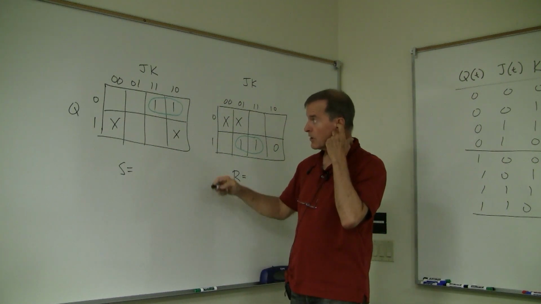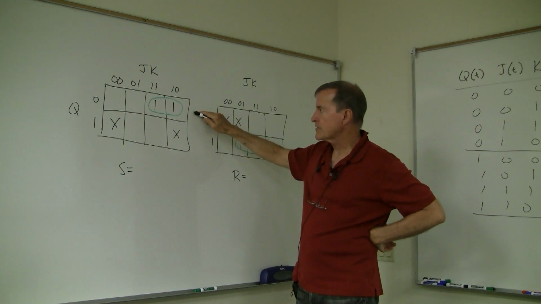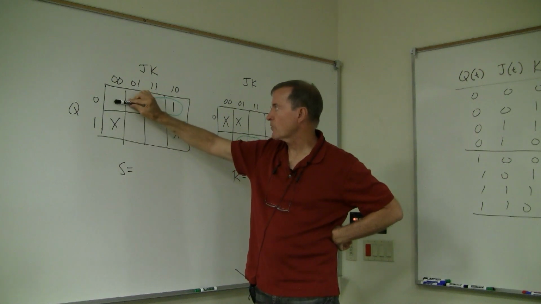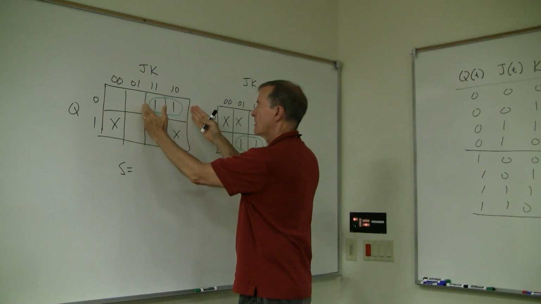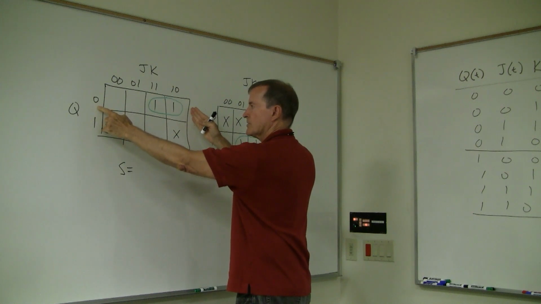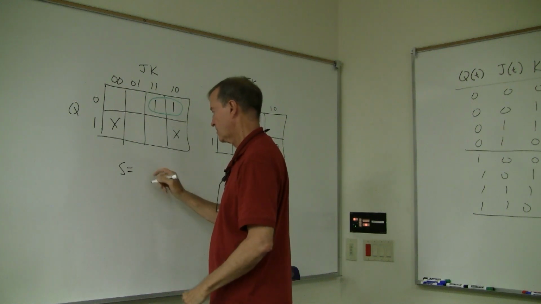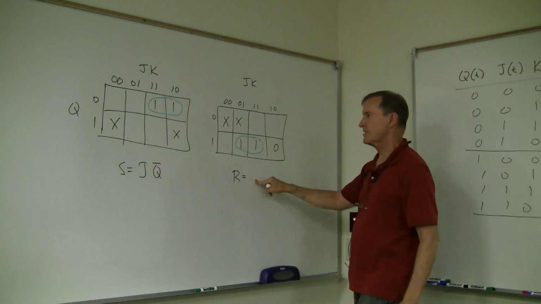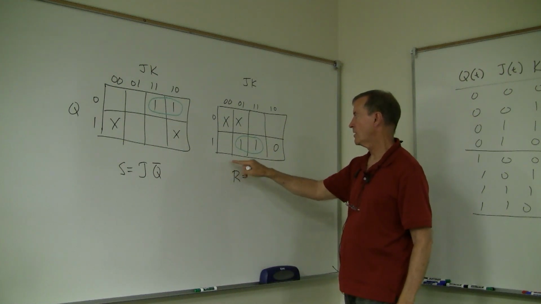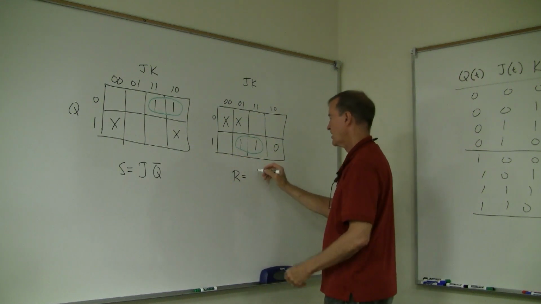So if we read this off the Karnaugh map, this is for what row? This is the Q equals 0 row, right? And what are the right two columns? That's going to be J equals 1. So this is Q bar, this is Q bar J. And this one, this is the Q. And now what are the two middle columns? The two middle columns are K, right? So this is KQ, is that right?